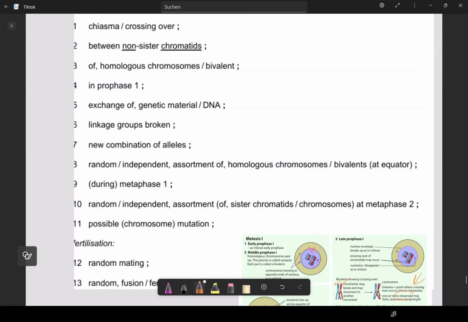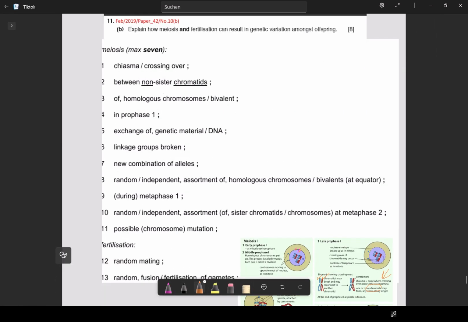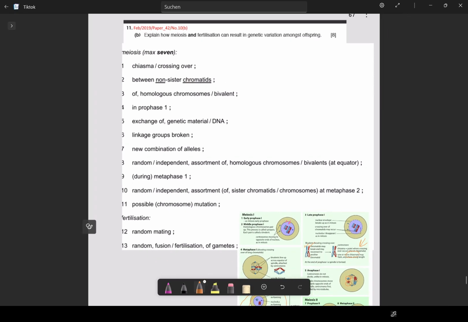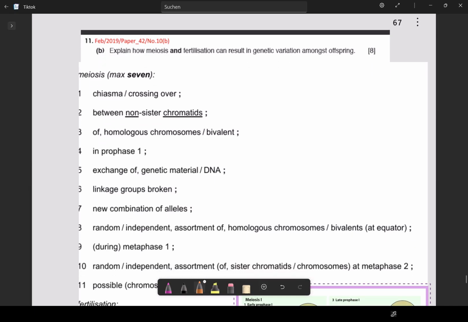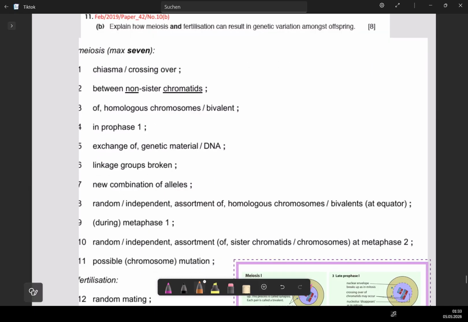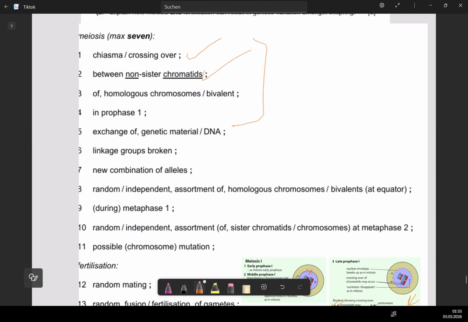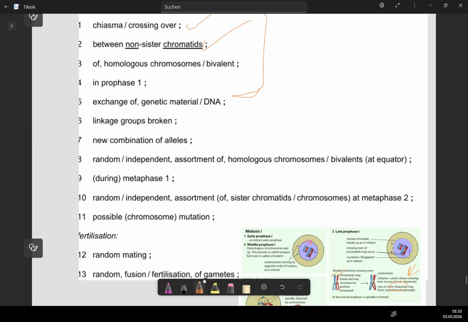In this question, which is very popular, it asks how meiosis and fertilization can result in genetic variation. We're just going to list out all the things that cause variation. Like I said, the chiasmata between non-sister chromatids of homologous chromosomes in prophase is the first thing that causes variation. Secondly is the exchange of genetic material in a linkage group that causes new combinations of alleles. This is the result of this, because now we have different combinations.